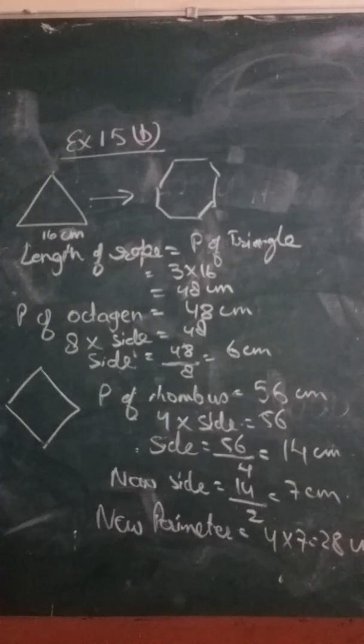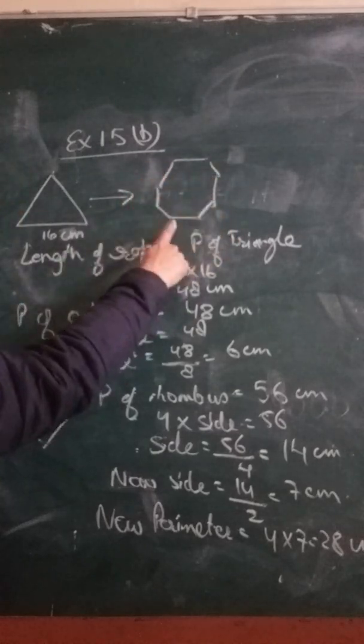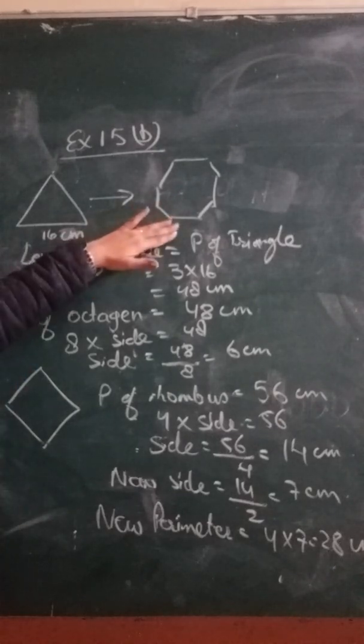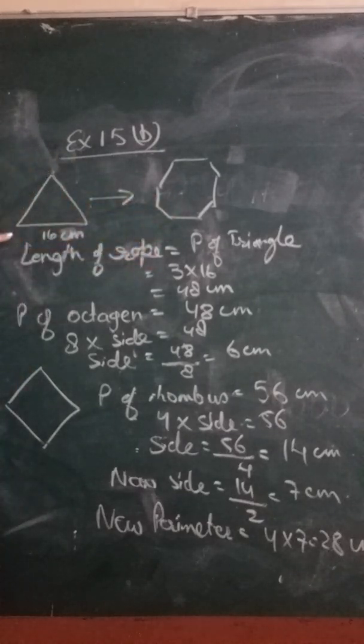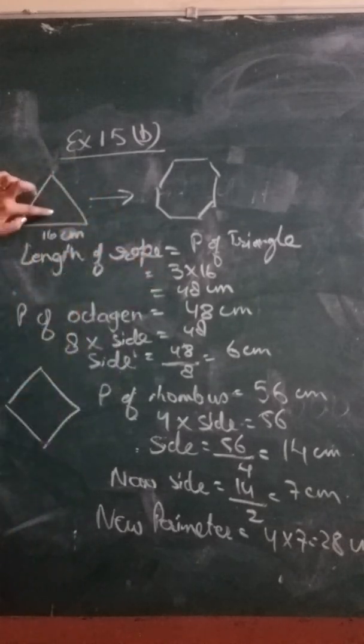Now girls, we come to the 8th question. The 8th question says that a wire is in the shape of an equilateral triangle. There is one wire from which we have made an equilateral triangle and its side is 16 centimeter. Now that wire, we have opened it and we have made a regular octagon out of it. So we have to find the side of the octagon. First, let's find out the length of the wire. What is the length of the wire? That will be equal to the perimeter of this. Why? Because that whole wire is being used to make an equilateral triangle.